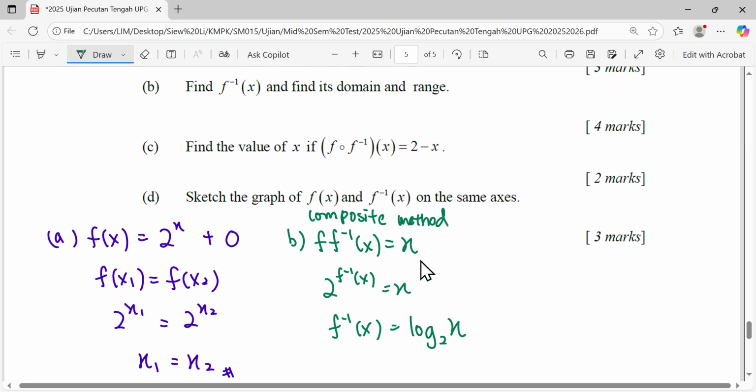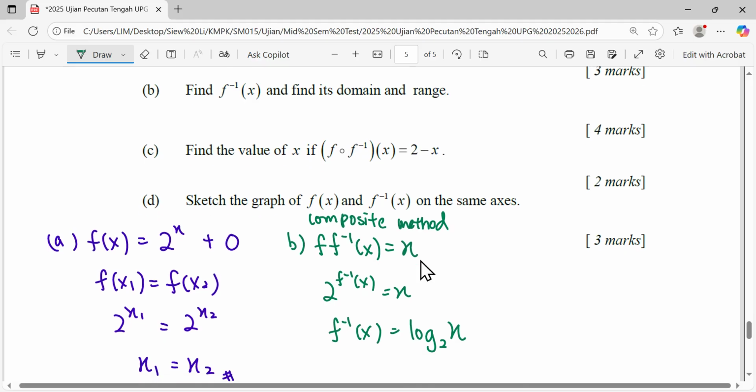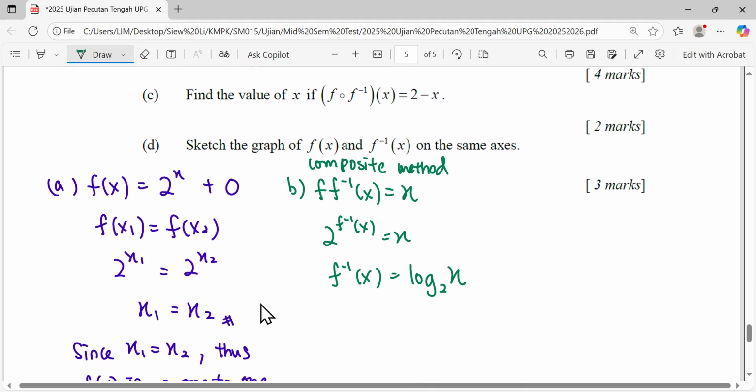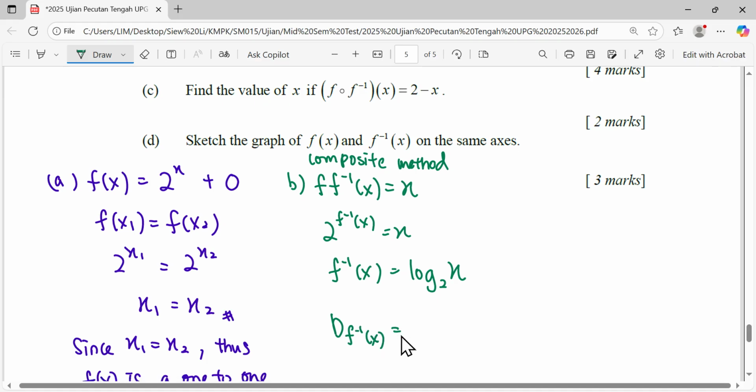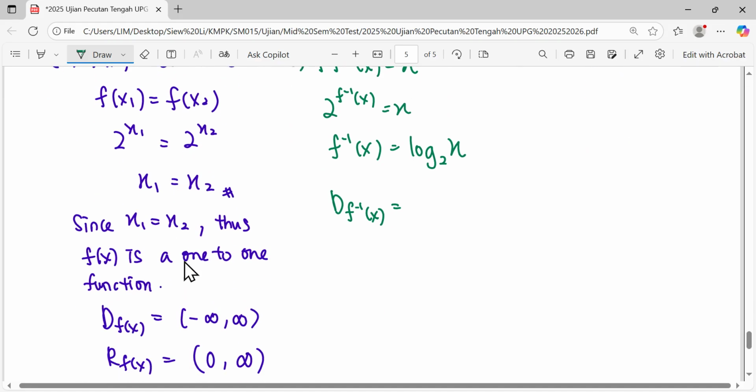And after we find this f inverse, they ask us to find its domain and range. Domain of f inverse, we will refer to the range that I've done before this, which is 0 to infinity. And range for f inverse, we will refer to the domain of the function, which is negative infinity to infinity.